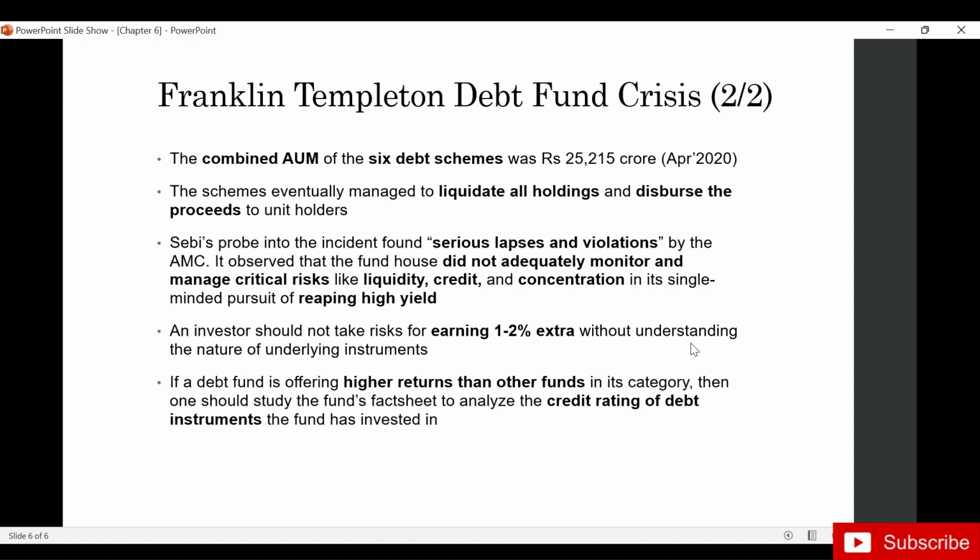So, the lesson here for the investors is that they should not take risk for earning 1 to 2% extra return without understanding which instrument the debt fund is investing in.